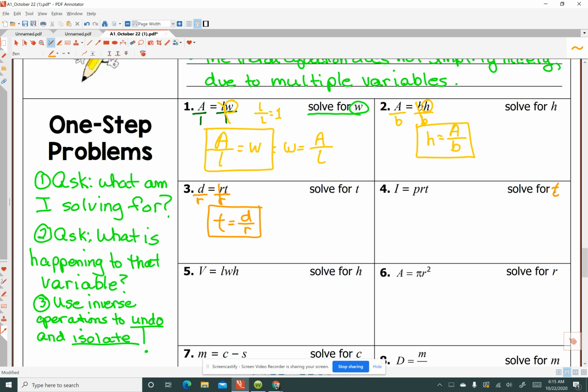Number 4, we're being asked to solve for T. T is being multiplied by PR. So we will divide PR out of there. Whatever we do to one side, we do to the other. So PR cancels on the right because PR over PR equals 1. I've got my T isolated, so I'm done. T equals I divided by PR.